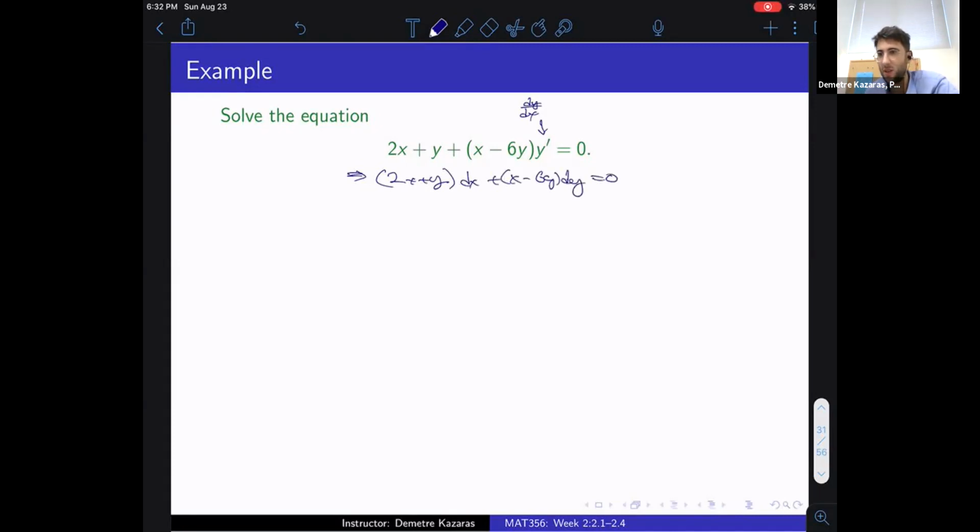Now it's in the form that we're familiar with in the context of this section.